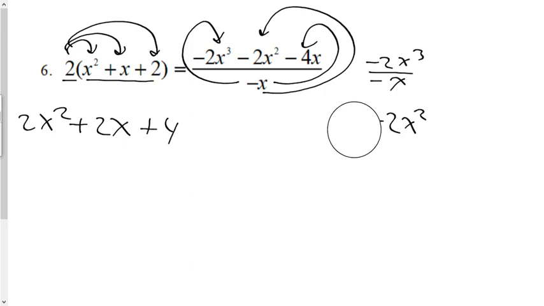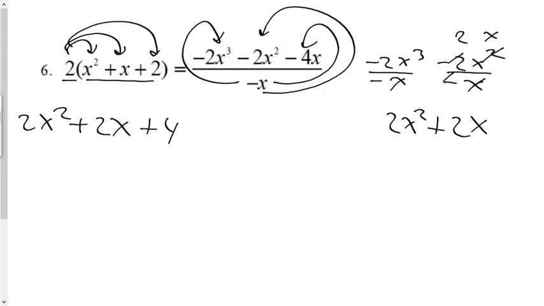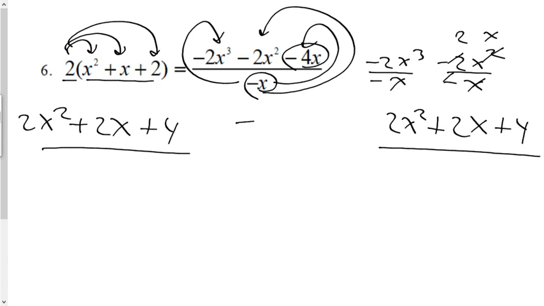We don't need the positive symbol. Negative 2x cubed divided by a negative x. Divide the coefficients, you get positive 2. X cubed over x is x squared. And finally, negative 4x divided by negative x is just going to be a positive 4. So when I look at both sides, are they equal? Yes, they are. So therefore, it's true.